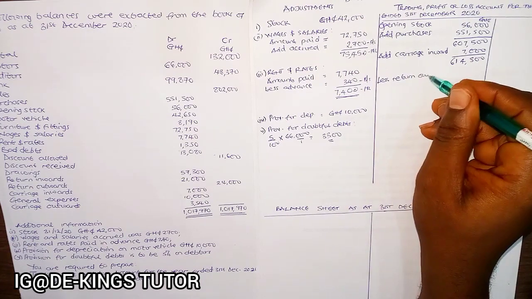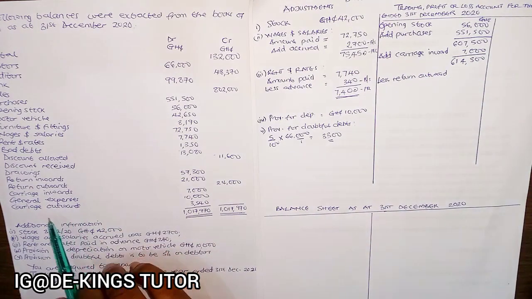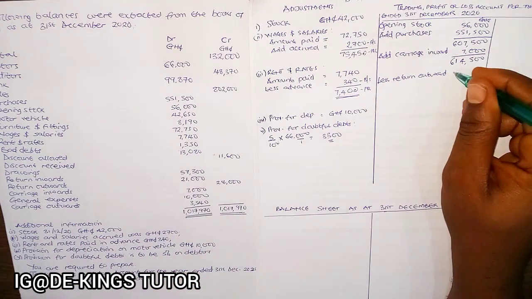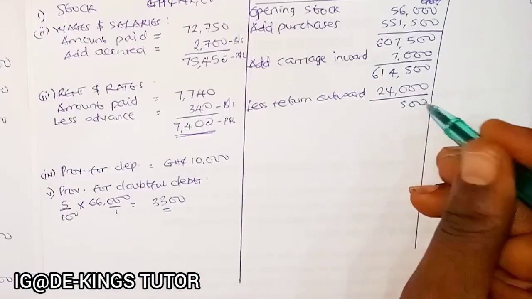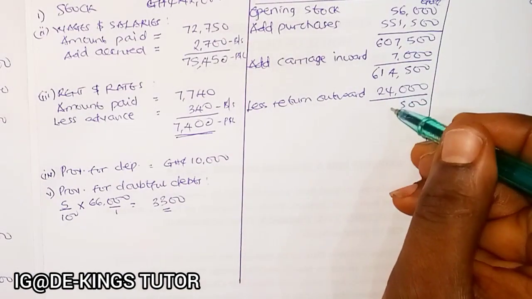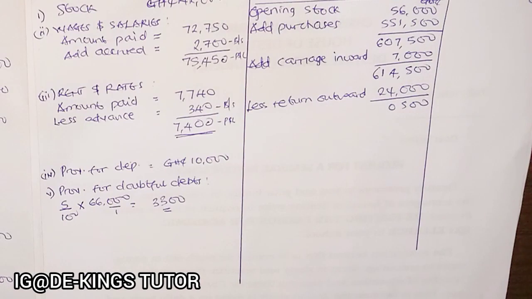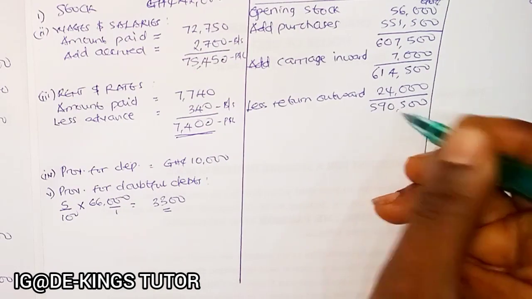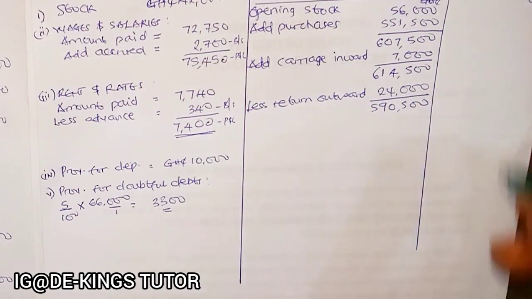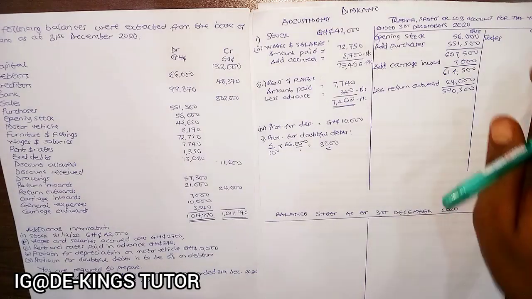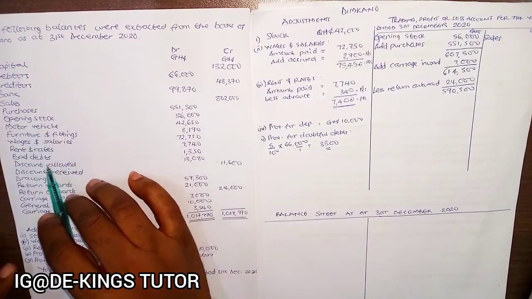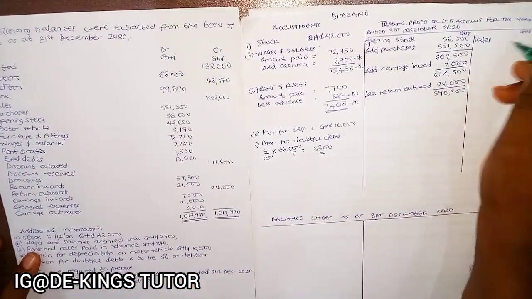Return outward is 24,000. So this is 500. 4 minus 4 is 0. Then 61 minus 2, that's 59. That's 590,500. So we now have here as our sales. Okay. So the value of sales here is 802,000.